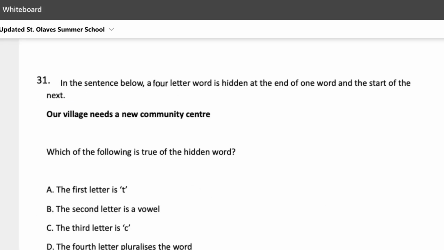In this one, we have to find a 4-letter word, and I can see over here that the 4-letter word is gene. So what does that mean for our word? It means that our second letter is a vowel. We have E as our vowel.